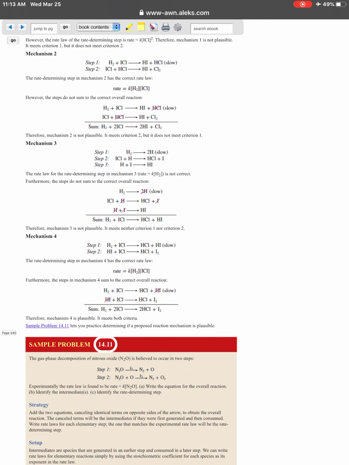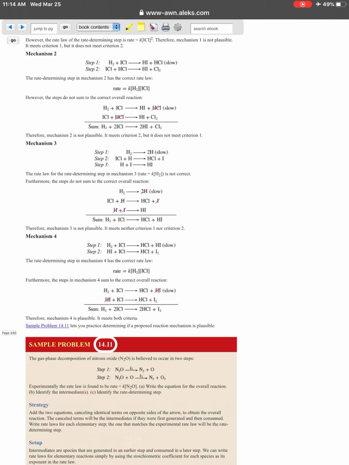Mechanism 2, step 1, H2 plus ICl, arrow, HI plus HCl, slow. Step 2, ICl plus HCl, arrow, HI plus Cl2. The rate-determining step in mechanism 2 has the correct rate law. Rate equals K times H2 concentration times ICl concentration. However, the steps do not sum to the correct overall reaction.